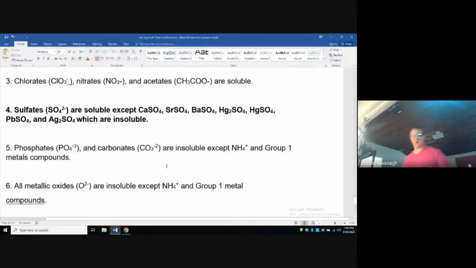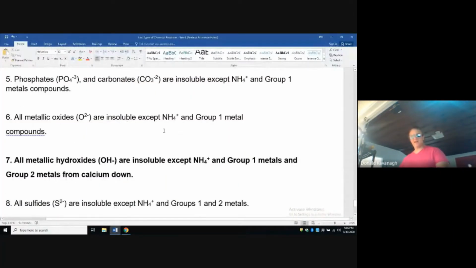All metallic hydroxides are insoluble except ammonium, group 1 metals, and group 2 metals from calcium down. We're not concerned about ammonium. It's not in our solution. Group 1 metals, none of the lead, barium, magnesium, none of them are group 1 metals, but there are group 2 metals. Calcium down.